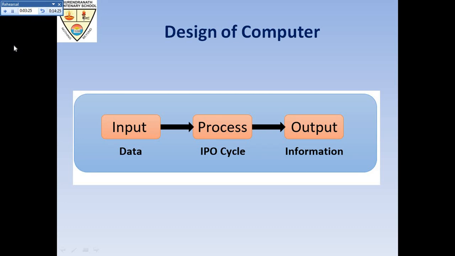Now along with these IPO cycles, you can see there are two basic terms that have been mentioned, that is data and information. Let's talk about these two different terms. Like I was telling you, data are raw facts and figures. Data are raw material. Like suppose I have three words: Ram, 15, class 9.